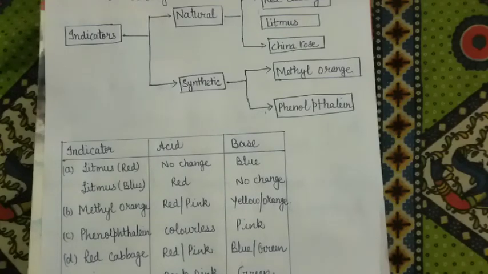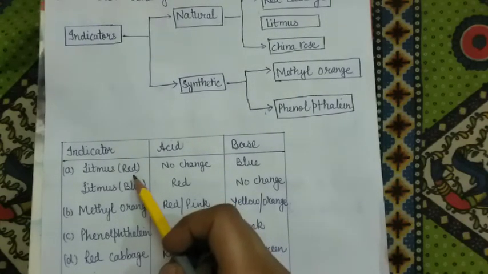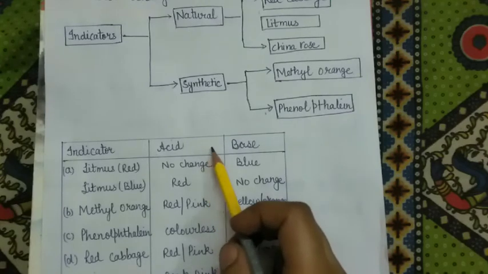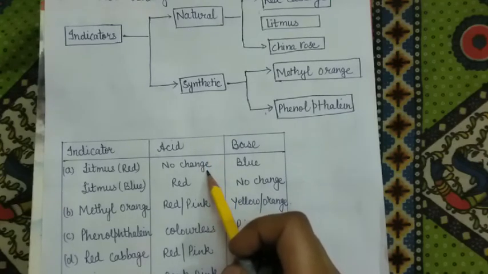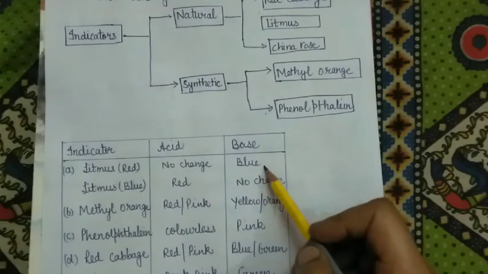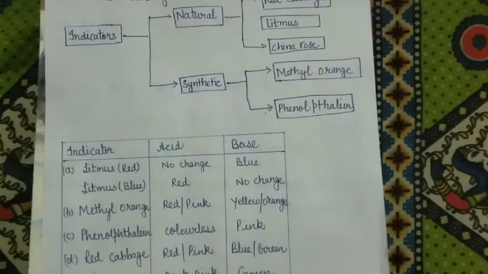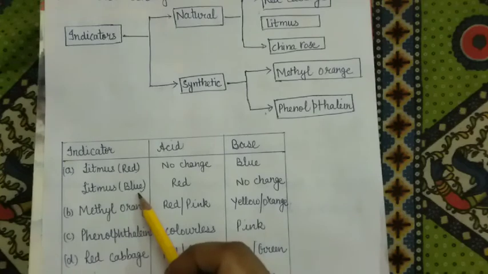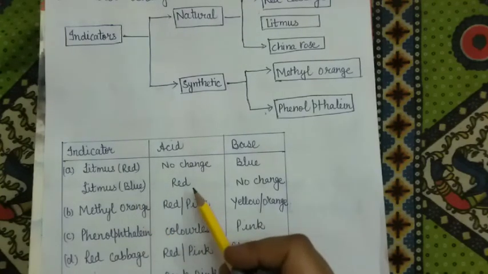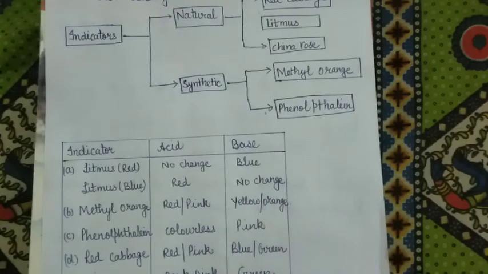A red litmus paper or red litmus solution shows no change with acid, that means it will remain red, whereas it turns blue when it is dipped in a base. And if we talk about blue litmus solution or blue litmus paper, it will turn red when added to acid, and no change, that means it will remain blue, when added to base.